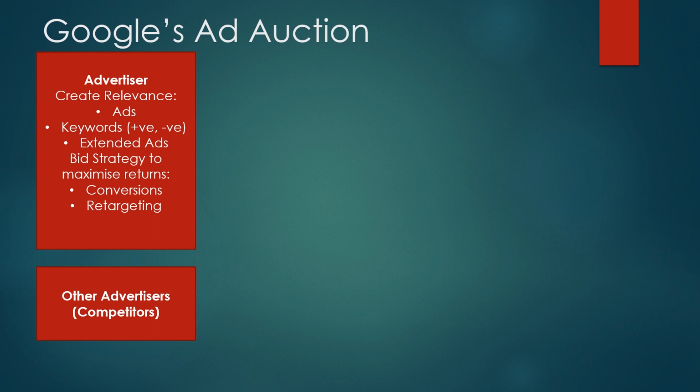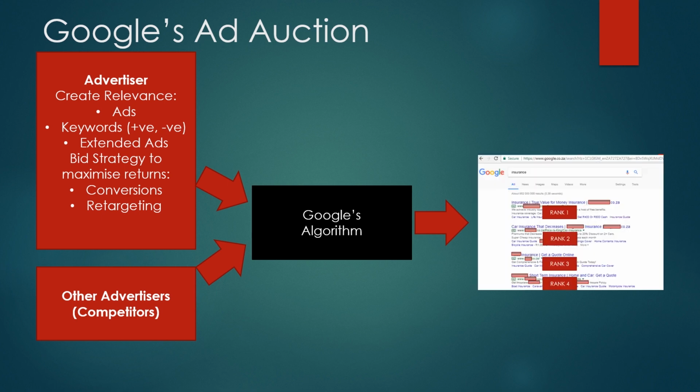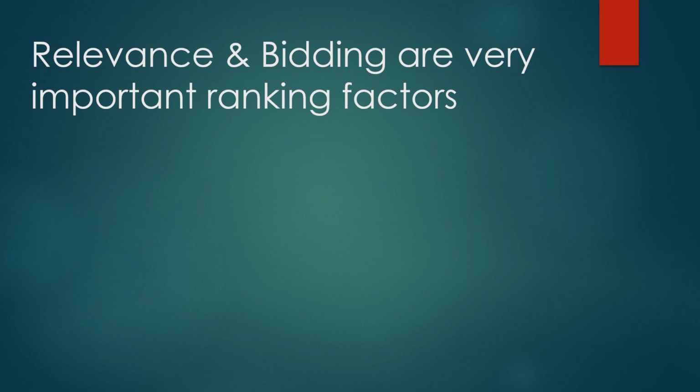So Google takes all this information and puts it into its algorithm. And out comes the various ranking. And hopefully you rank. And if you rank, hopefully you rank number 1. However, you need to be taking on Goliath in this difficult environment. Relevance and bidding are very important ranking factors.